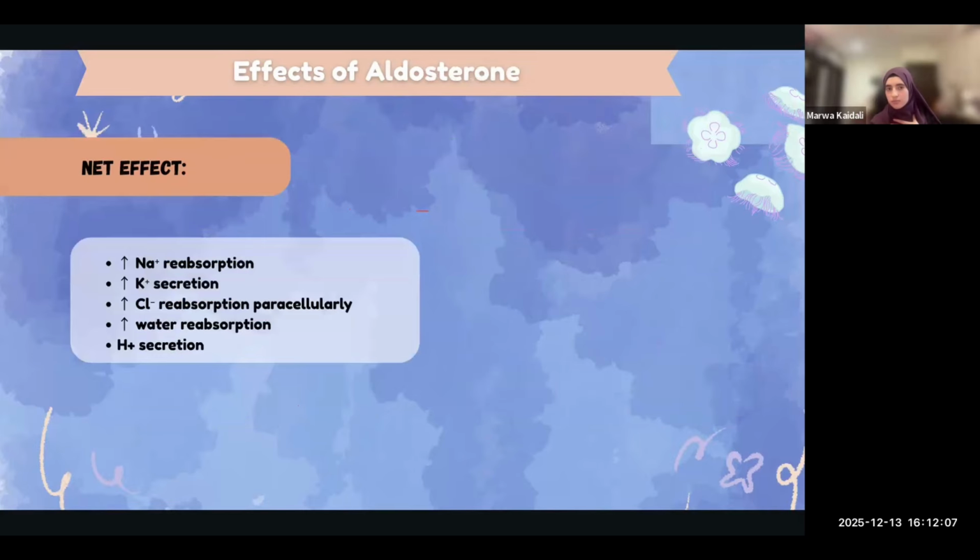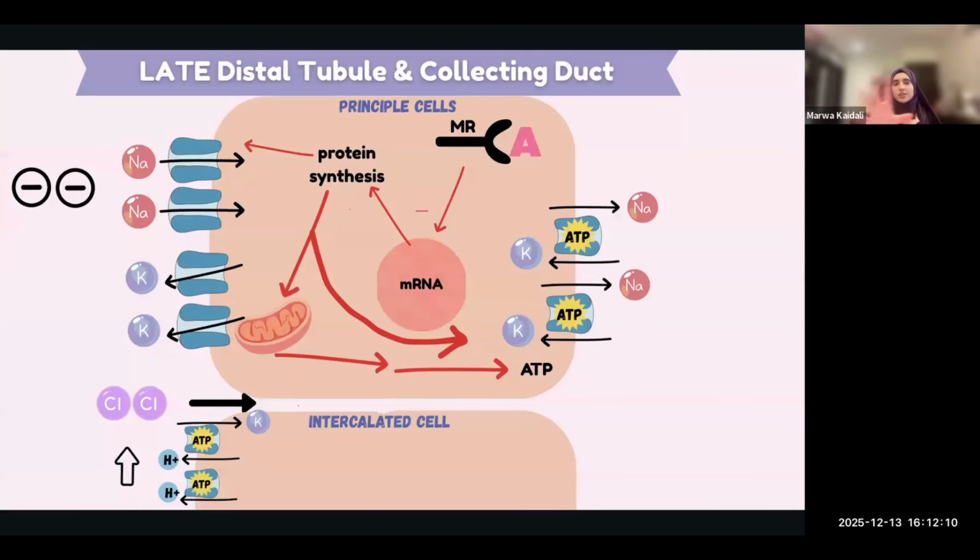Exactly, aldosterone is just basically going to stimulate everything that happens in the late distal tubule and the collecting duct. I like the way you summarize things. It's very good.